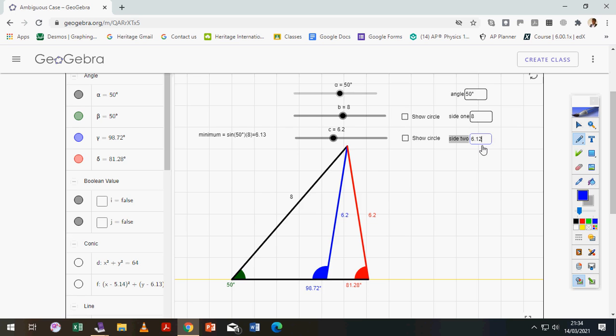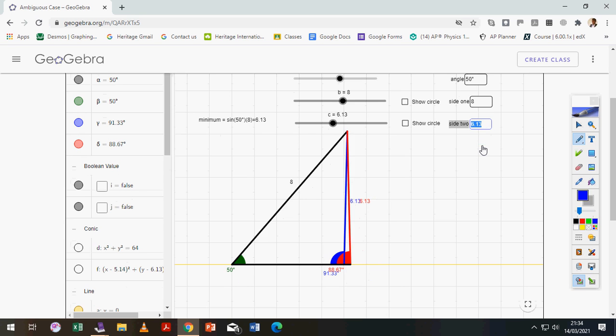6.128. Okay, it's really close because I didn't do all of the decimals, but you can see that if the third side is equal to the height of the triangle, then I have one possible triangle.